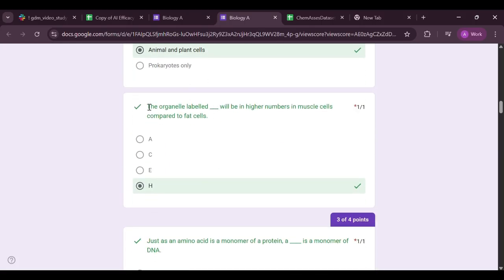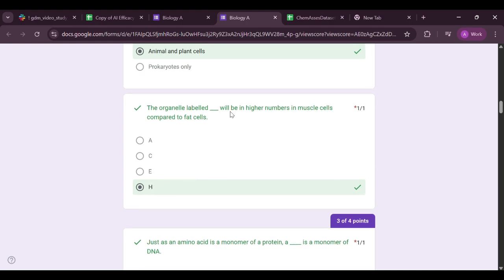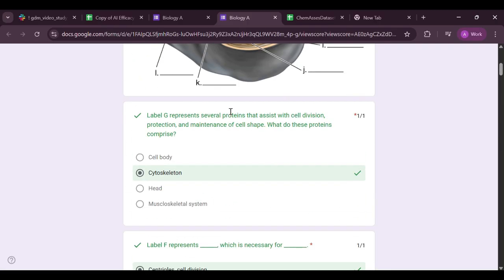And the next label, this question is totally similar to that of the previous case. So it is H for this, which is mitochondria.